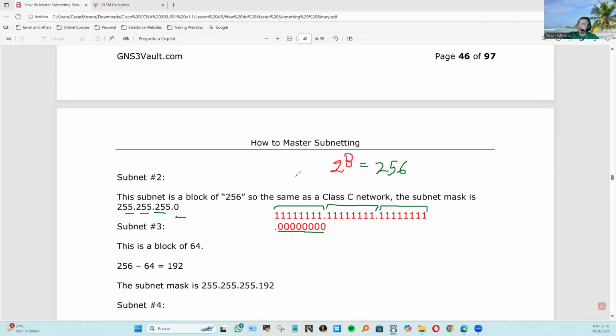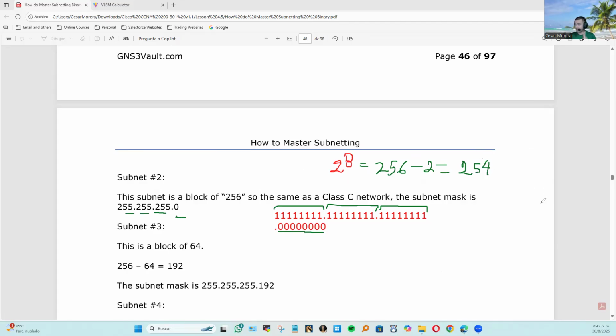We are basically doing 2 to the power of 8 minus 2. Once we get this, we get a total of 254 available host IP addresses per network. That is a little bit difficult because we have to combine binary and decimal to binary.